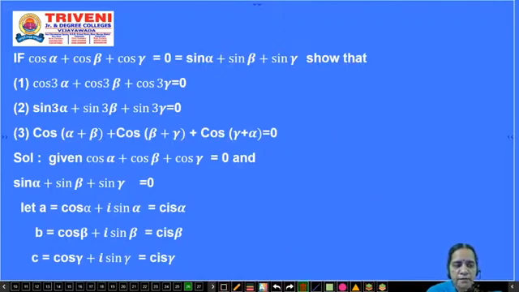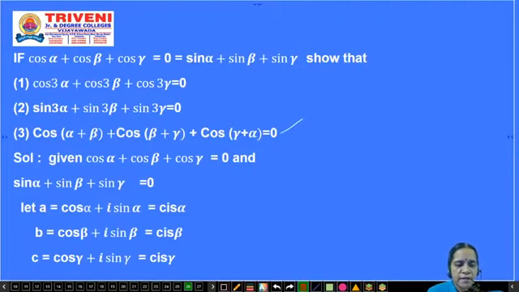You have to write it in the form cos 3 alpha, taking the real parts on one side, and the imaginary parts can be taken on one side. The real part is 0. Cos 3 alpha plus cos 3 beta plus cos 3 gamma is equal to 0, and similarly sin 3 alpha plus sin 3 beta plus sin 3 gamma is equal to 0.